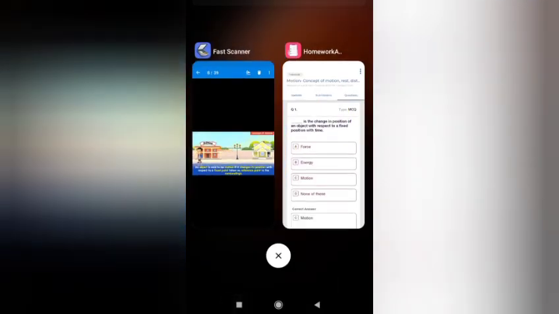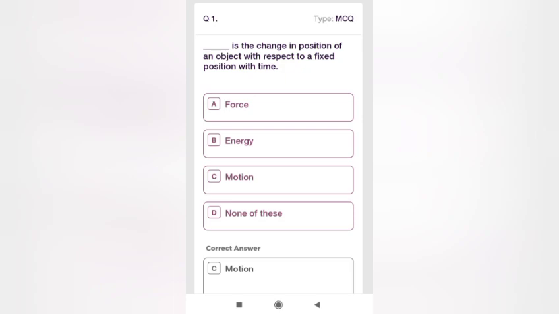That means there is a change in the position of the boy with respect to a fixed point. Here the reference point or the fixed point is the school. So the object is said to be in motion. The correct answer is option C.